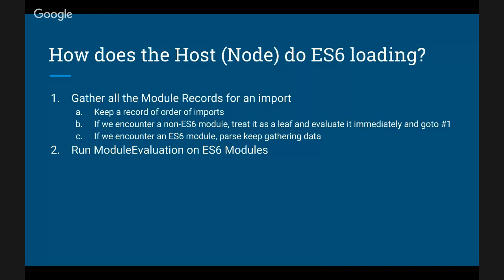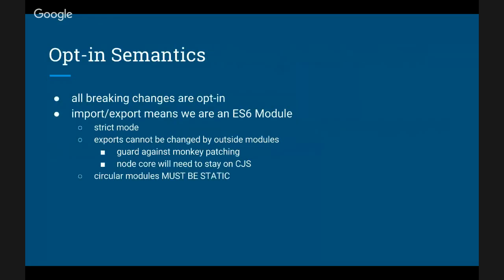And this is why it's important to keep a record of the order of imports so we can reorder the exact same structure as would be for CommonJS when we're doing order of operations, so we can evaluate modules in the same order as requires. Now, all these things are going to have new semantics.